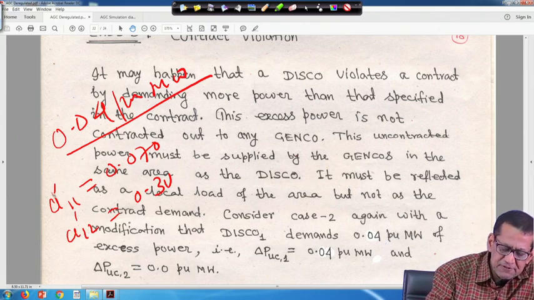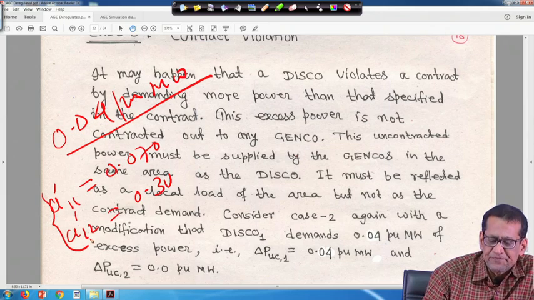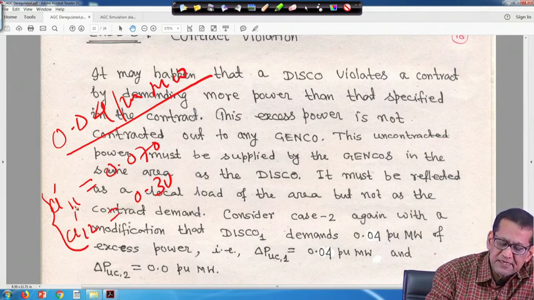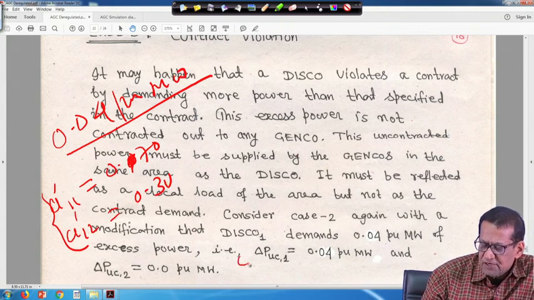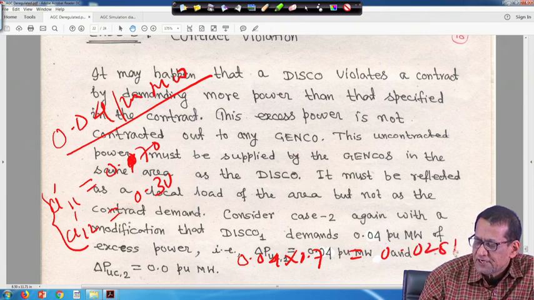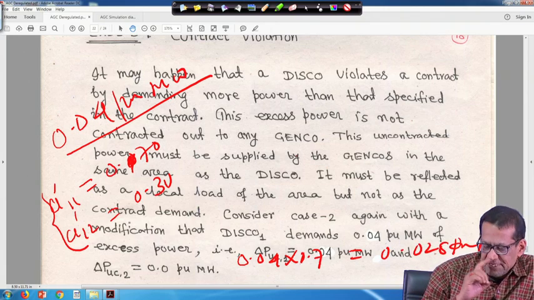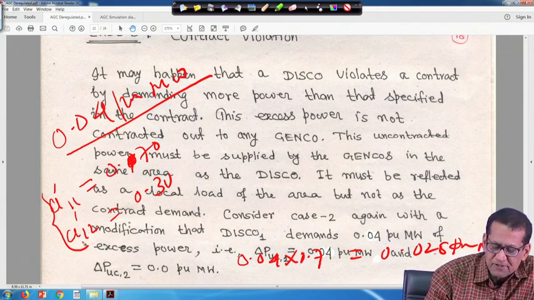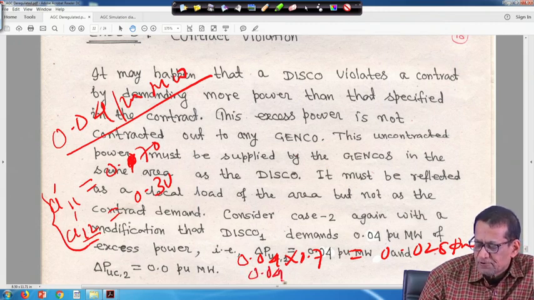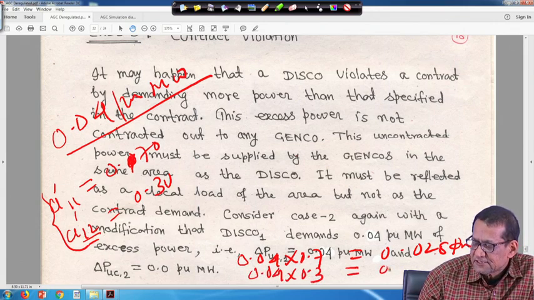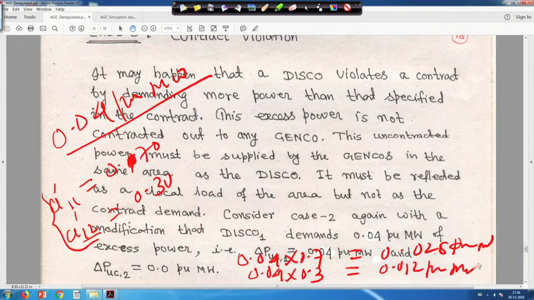So, if you set this AC participation factor, then GENCO 1 will generate 0.04 into 0.70, and this is 0.30. So, GENCO 1 will generate 0.04 into 0.7, so 0.028 per unit megawatt. Similarly, GENCO 2 in area 1, because we have set the participation factor A dash 12 to 0.3, it will be 0.04 into 0.3, so that is 0.012 per unit megawatt. So, total is 0.04.